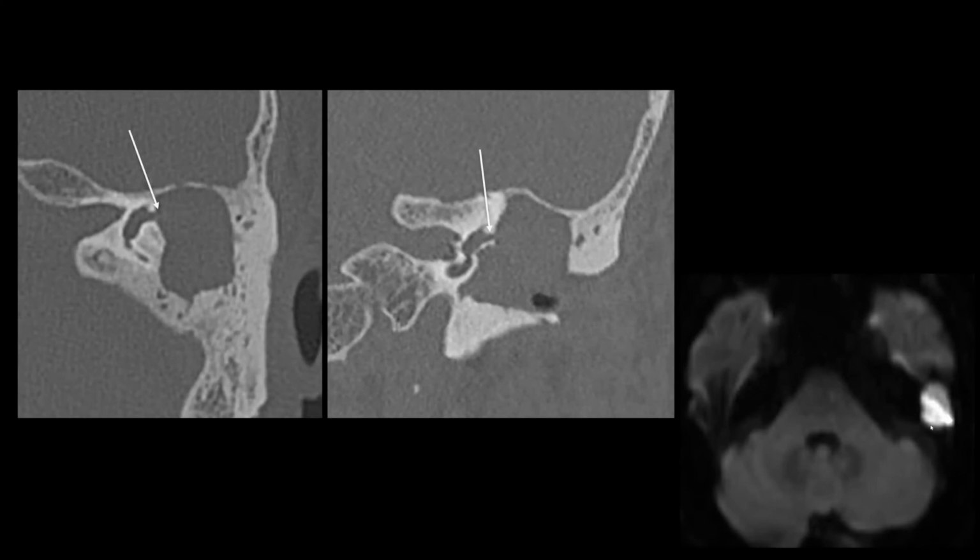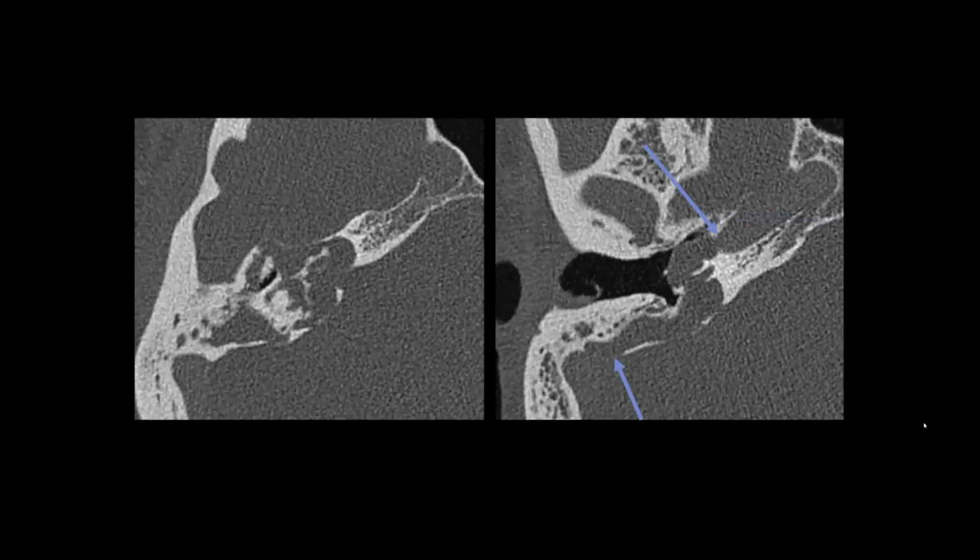And then again, these are identical to epidermoid cysts. They have this thick keratin that's going to restrict the movement of water, and so you'll see diffusion restriction with these cholesteatomas.